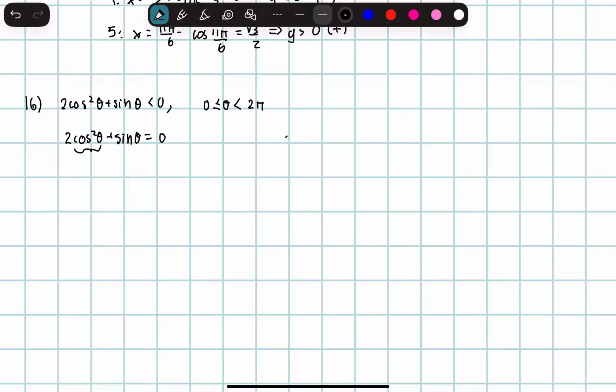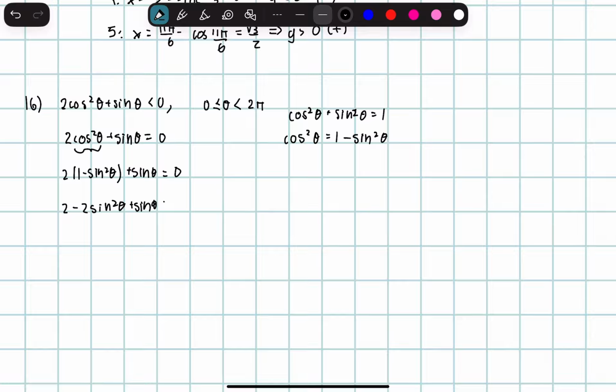Right here we can write this so we can see it: 1 minus sine squared theta, and that's derived from the fact that cosine squared theta plus sine squared theta equals 1, one of the fundamental Pythagorean identities you need to know. Okay, so that's going to be 2 times 1 minus sine squared theta plus sine of theta, and that's going to be equal to 0. And then you can distribute that. Then you get 2 minus 2 sine squared theta plus sine theta, which is equal to 0.